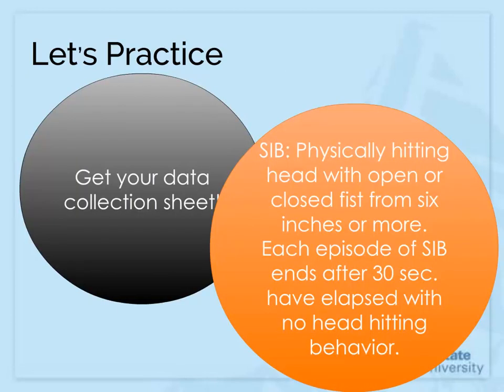Let's practice taking data again. Make sure you have your datasheet handy. We will use the same behavioral definition as last time. However, since we're using a duration measure, we will begin counting self-injurious behavior episodes when he begins to hit his head. After 30 seconds of no self-injurious behavior to the head, that's when you will stop your count, or your duration. When you are ready, proceed to the video.